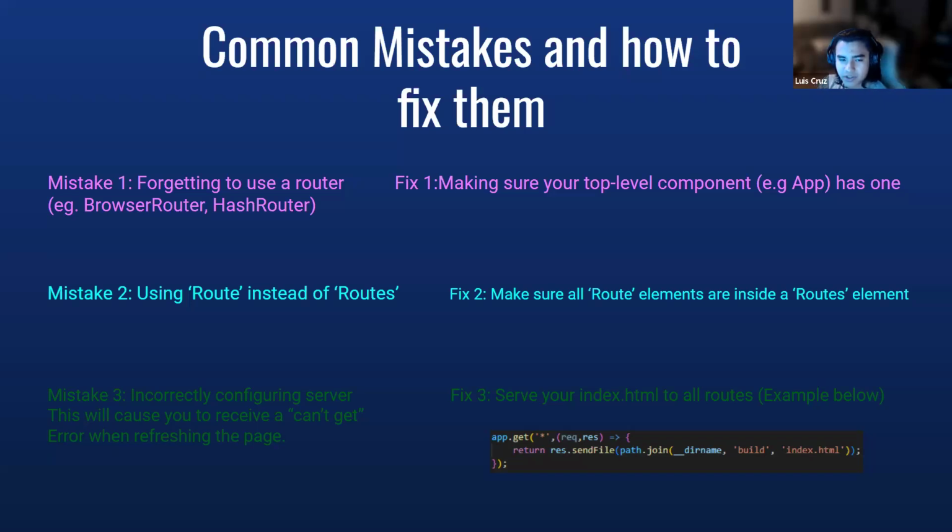Lastly, incorrectly configuring the server can cause many problems, especially when using BrowserRouter. If your server isn't configured to handle client-side routing, you'll get a "Cannot GET /route" error when you refresh the page or try to access a route directly. To fix this, configure your server to always serve the index.html file to all routes. This ensures that React Router can handle the routing on the client side.